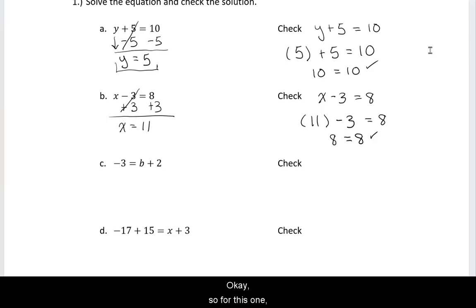Okay, so for this one, notice that the variable is on the right-hand side this time. The location of the variable doesn't change the process at all. You just have to remember that you are getting everything away from the variable, right? That's the goal of this. So in this case, there's b plus 2. Well, it's the plus 2 being done to the b, and so that's what I need to get rid of. So I go ahead and I'm going to do my minus 2.